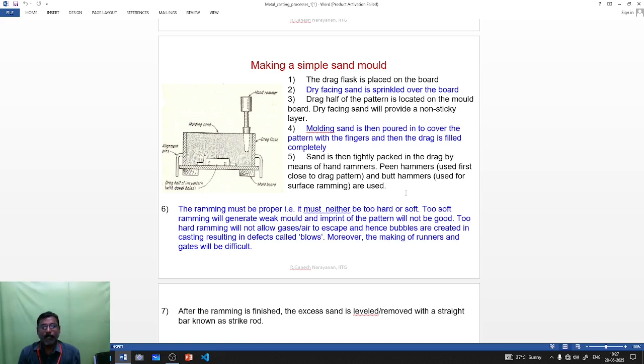Too soft ramming will generate a weak mold, and removal of the pattern will not be good. Too hard ramming will not allow gases or air to escape, and hence bubbles are created in the casting, resulting in a defect called blows. Moreover, the making of runners and gates will be difficult.